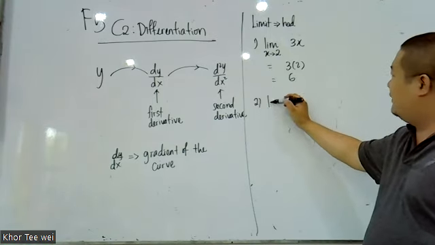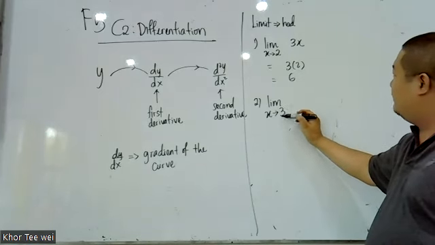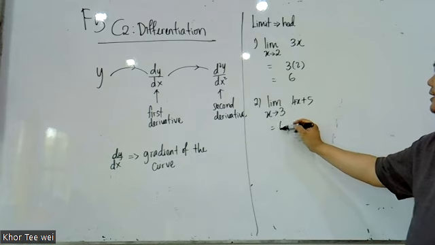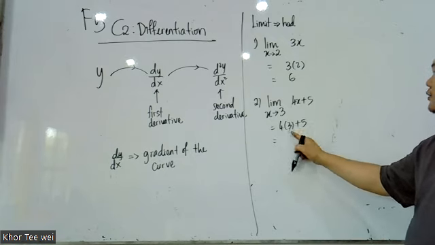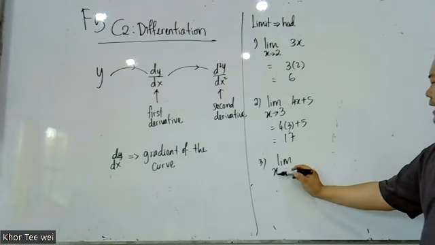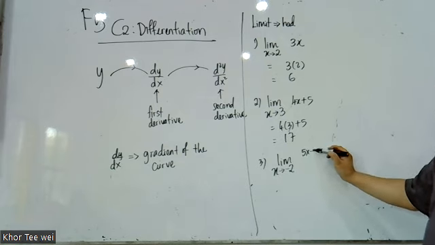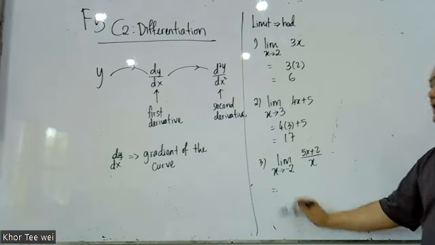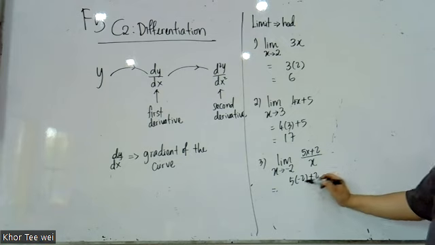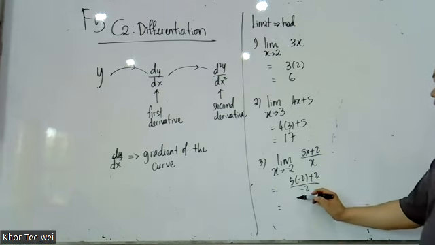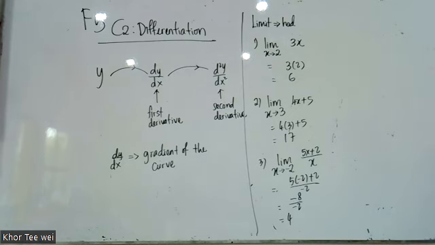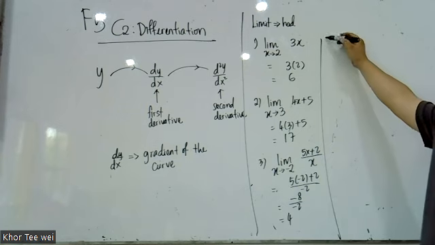Okay? Number 2, if I give you limit x going to 3 and then 4x plus 5, you just substitute the 3 inside. 4 times 3 plus 5, so 12 plus 5, you get 17. And then if I give you limit x going to negative 2, 5x plus 2 over x, when you want to find the answer, you just substitute negative 2 inside. So minus 10 plus 2 is minus 8, so you get the answer 4. Okay? So this one is a very simple limit first.